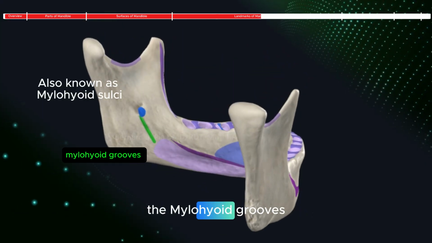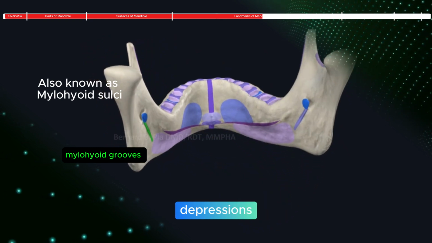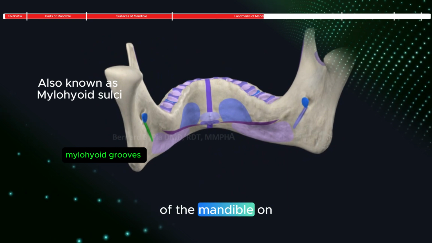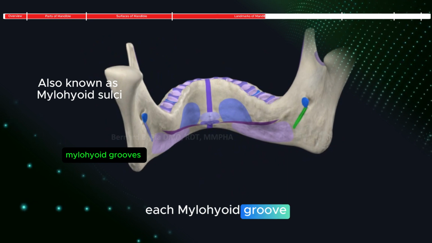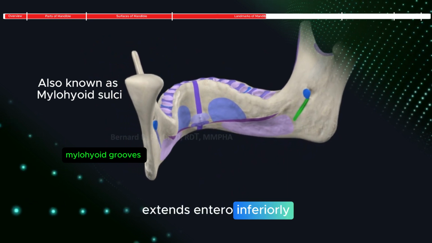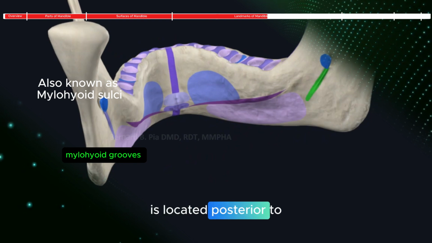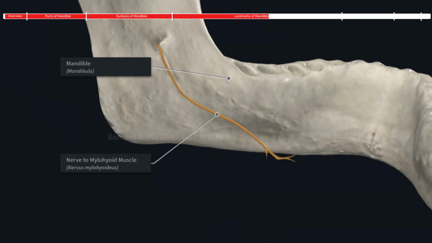11. The mylohyoid grooves, or mylohyoid sulci, are the two oblique depressions found along the medial surfaces of each ramus of the mandible. On its corresponding side, each mylohyoid groove extends antero-inferiorly from a mandibular foramen, is located posterior to a mylohyoid line, and lodges a nerve to the mylohyoid muscle and mylohyoid branches of the inferior alveolar vessels.